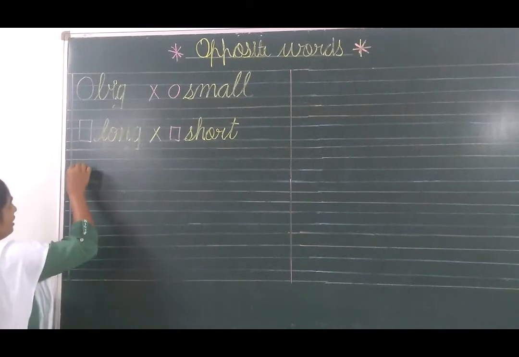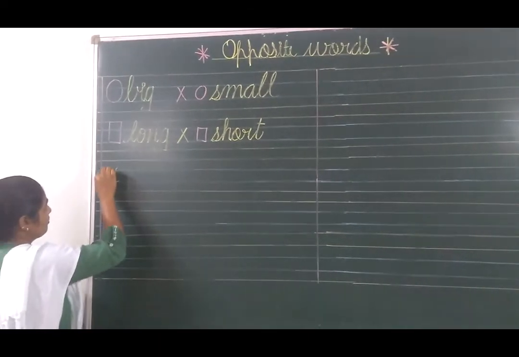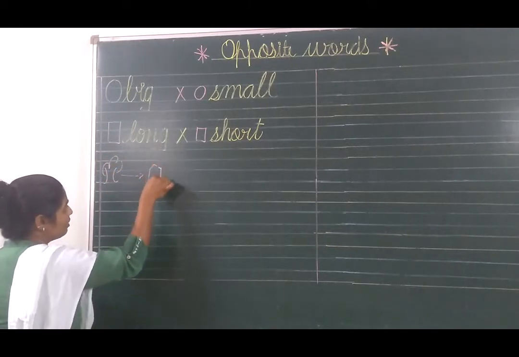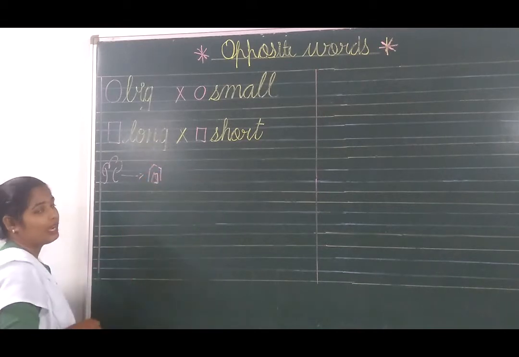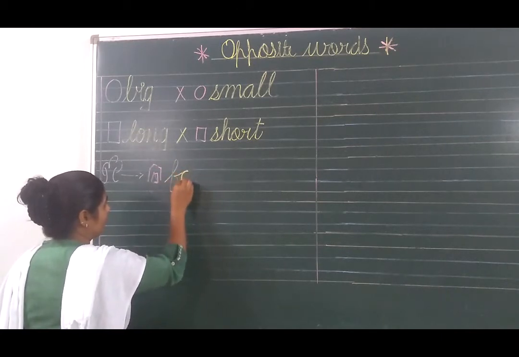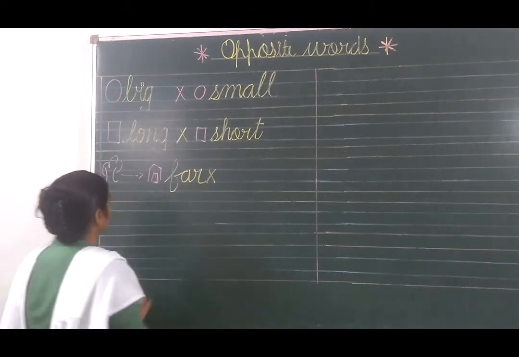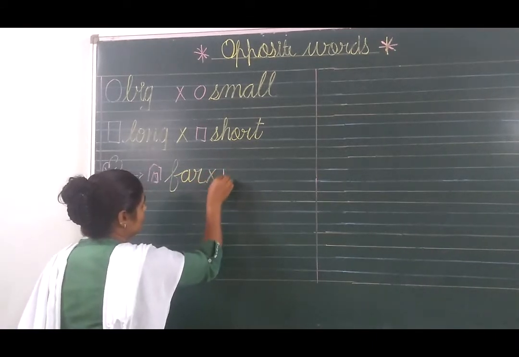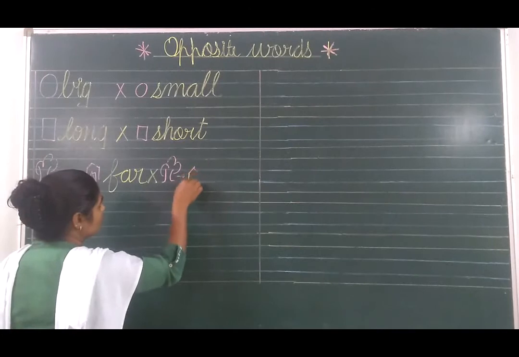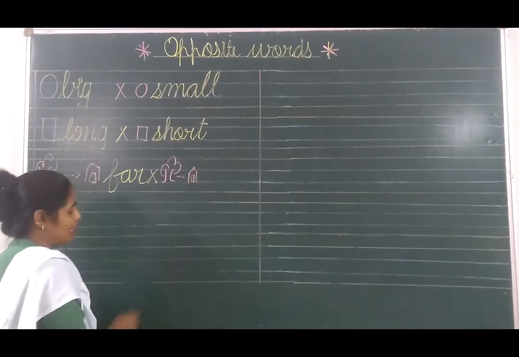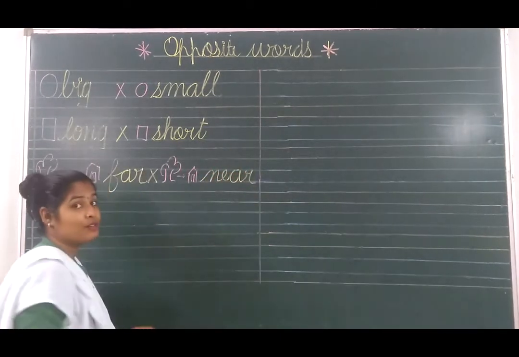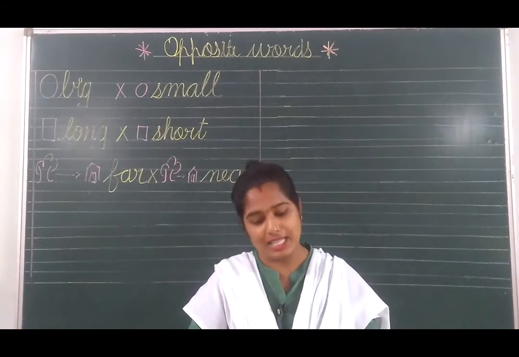Suppose I will draw a tree, which is far from the house. So here we will write far. F-A-R, far. And again I will draw a tree which is near to home. Here I write near. Get it? Far yani dur, near yani nazdeek.